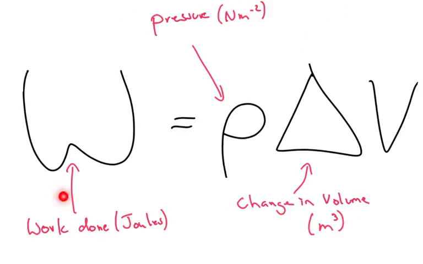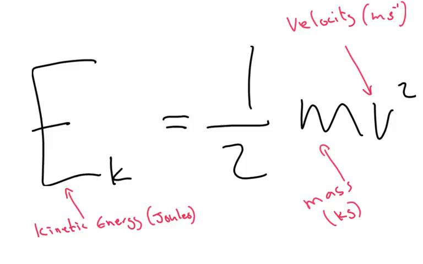Work done, which is measured in joules, is equal to pressure, which is in newtons per meter squared, times by a change in volume, which is meters cubed. Kinetic energy, which is measured in joules, is equal to a half times m, which is for mass in kilograms, times the velocity squared, which is in meters per second.